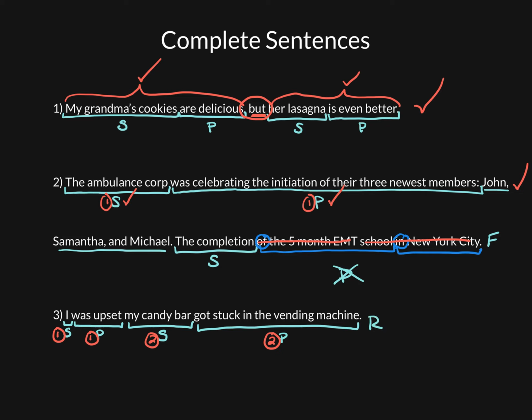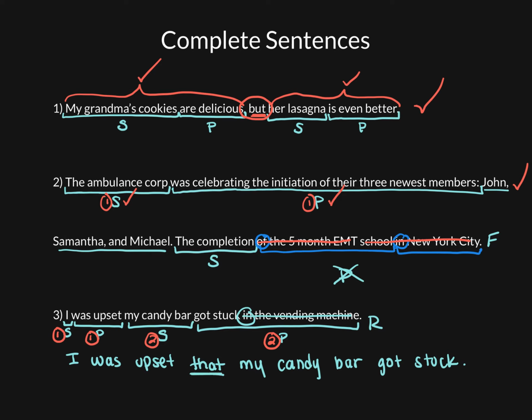If we were to correct this, what we can do is we can say, I was upset that my candy bar got stuck. And we don't even need the rest of the sentence because that's a prepositional phrase, since it starts with "in," so we could delete that from the sentence. So the overall structure here is: I was upset that my candy bar got stuck.